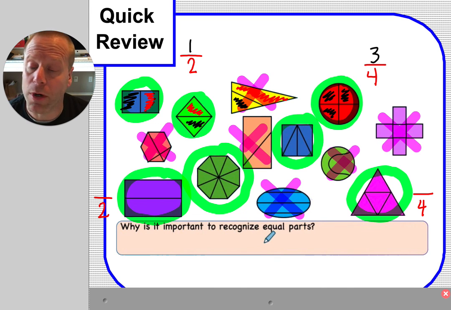So why is it important to recognize equal parts? It's the first step in writing fractions. That's what I think. I would love to know what you think.